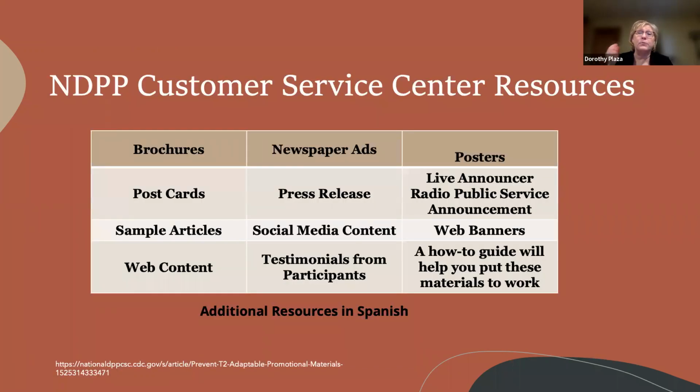So just some examples of those materials that are available: brochures that can be printed, newspaper ads already written out where you can customize, posters, postcards, press releases, right? So opportunities just to get this out into the press, live announcer radio public service announcements. It's all scripted, sample articles, social media content, web banners, web content, testimonials from participants, these short videos that you can include in some of your campaign work.